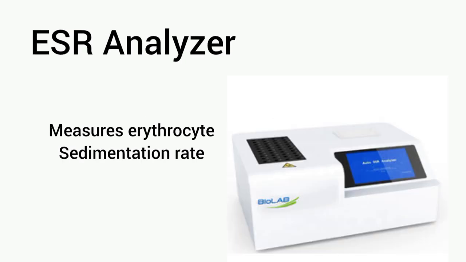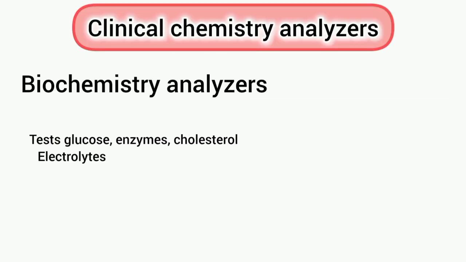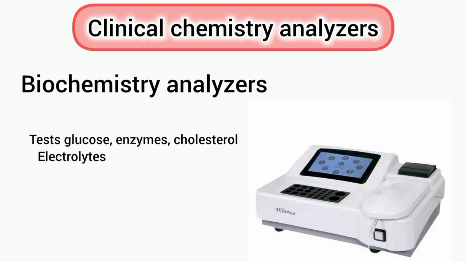ESR analyzer. It is used for measurements of erythrocyte sedimentation rate. Hemoglobin meter. It is used to quantify hemoglobin levels. Clinical chemistry analyzers in medical laboratory: biochemistry analyzer. It is used for testing glucose, enzymes, cholesterol, electrolytes.